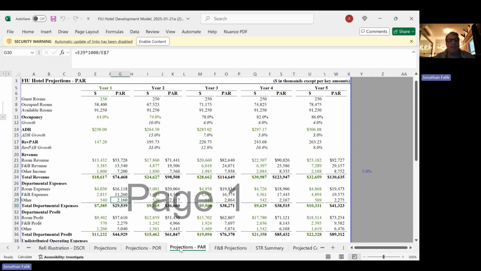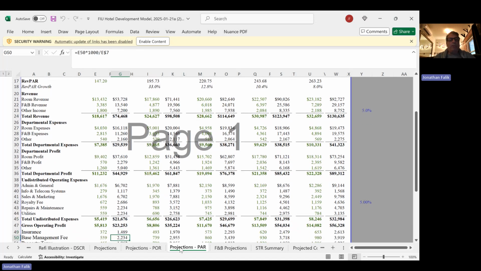Okay, and per available room, you're going to do the same analysis, right, and see if the per available room numbers go up meaningfully or not. So even though we saw before the admin and general per occupied room stayed about flat, here per available room, it's 6,700, 7,800, 8,500, so it's growing pretty meaningfully.